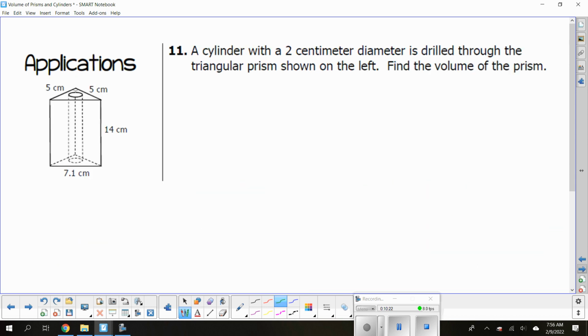Alright, so it's application. So let's look at number 11. A cylinder with a 2 centimeter diameter is drilled through the triangular prism shown on the left. Find the volume of the prism. So if it's drilled through, it's no longer in there. So at the end of this, I'm going to want to subtract my two values from each other because it's no longer in there.